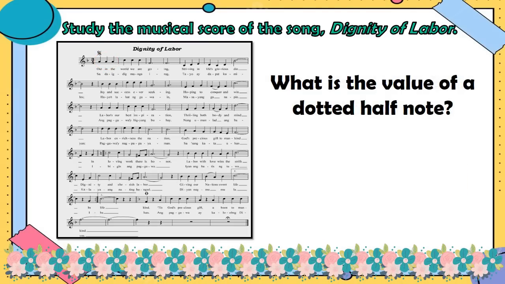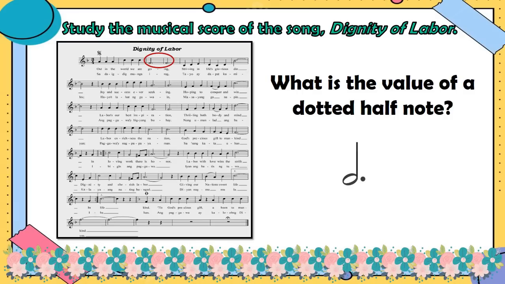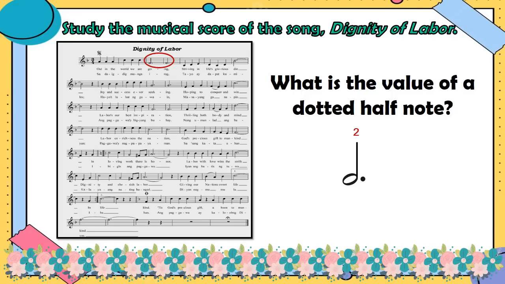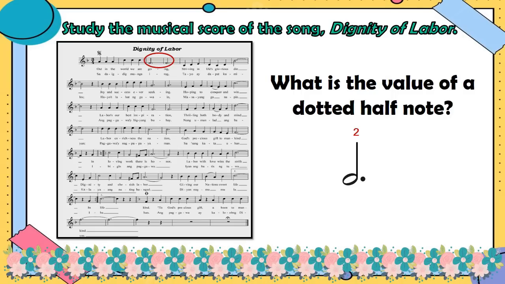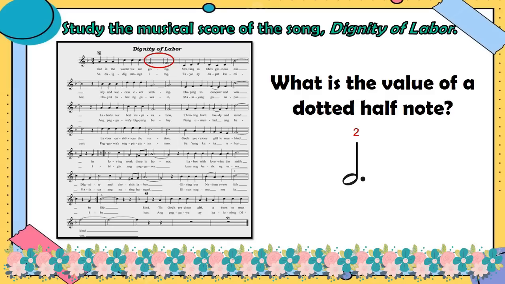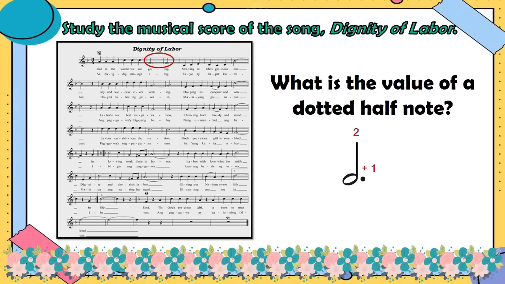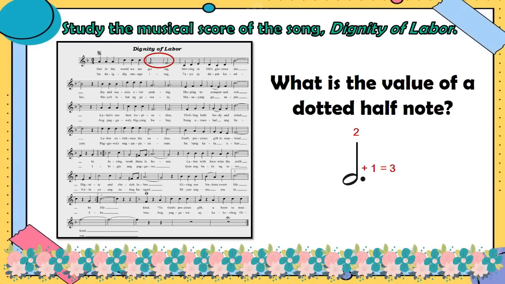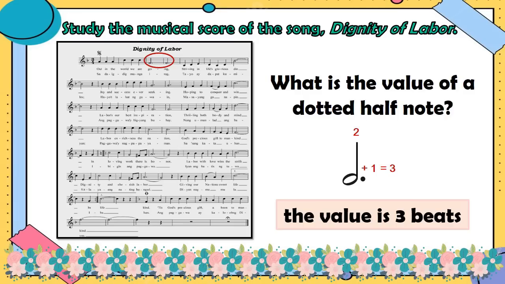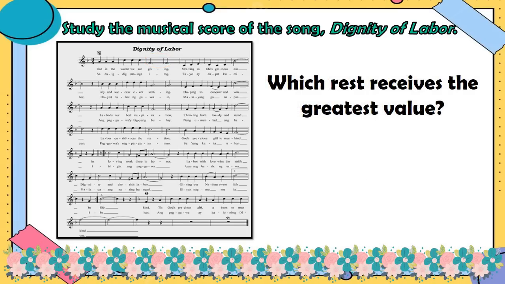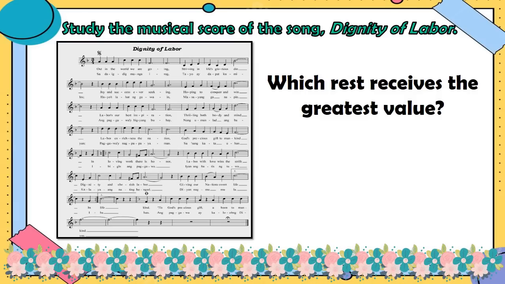What is the value of a dotted half note? Let's study the value of a dotted half note. A dotted half note has a value of 2 beats. Now, we will add the half of a half note. The half of a half note is 1. When we add 2 plus 1 equals 3. So the value of a dotted half note is 3 beats. Which rest receives the greatest value? Correct. In this song, the rest that receives the greatest value is whole rest, which has the value of 4 beats.